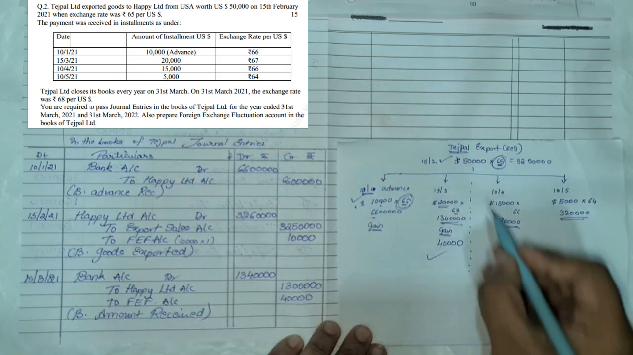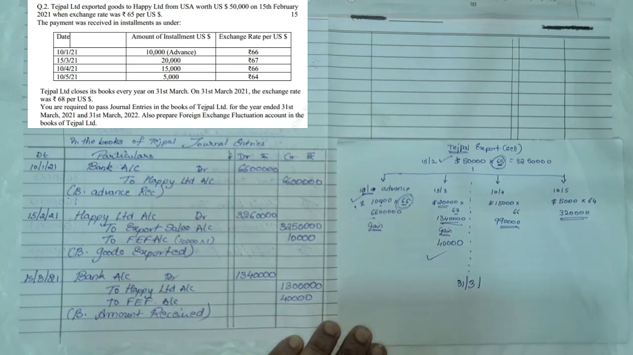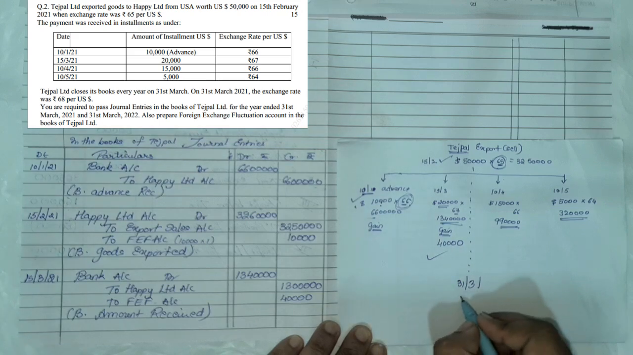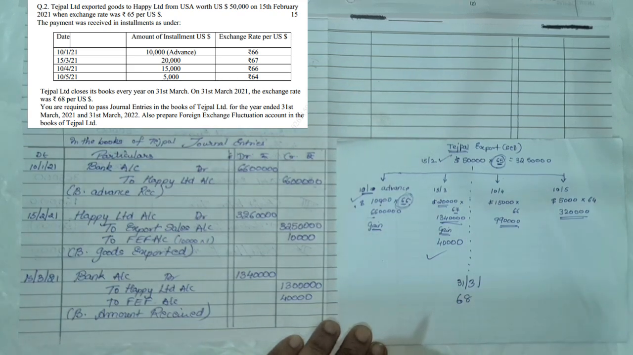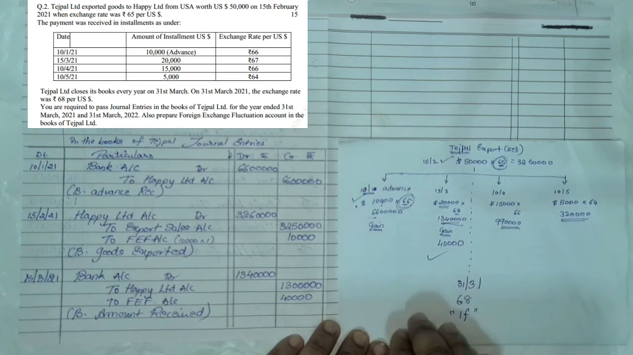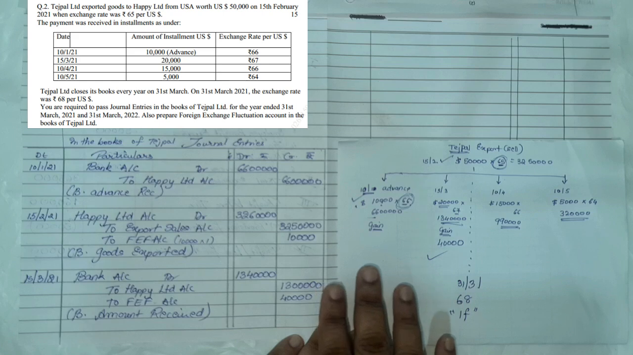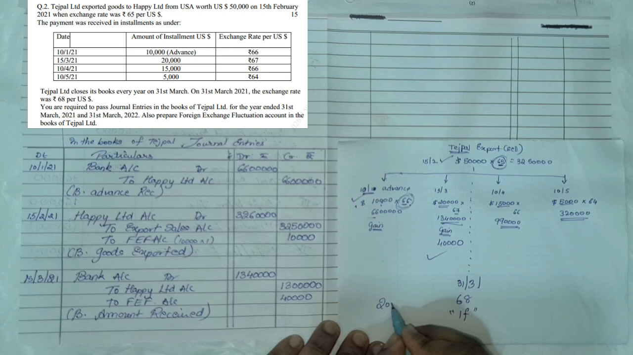Okay, now the most important. On 31st March, the question says, he closes the book every year on 31st March, and on 31st March 21, the exchange rate was 68 rupees. So now when we are coming to the closing of the year, we have to pass the if entry. If meaning, what if the remaining amount which you are supposed to receive in the next year, if that would have been received in this current year, then whether I would have been in a gain or a loss, only that we need to find. How much is pending? 15 and 5, 20,000 is pending. Okay, that is outstanding.